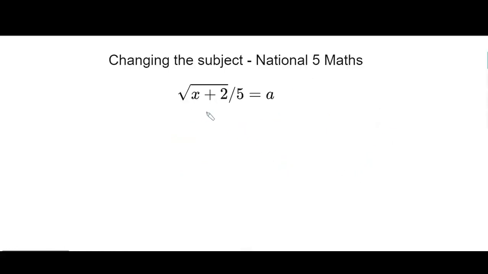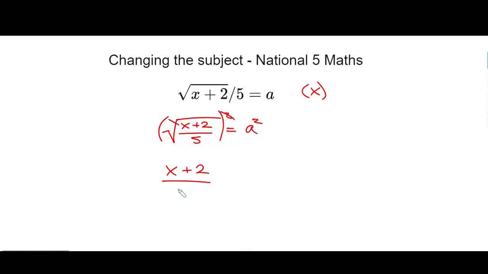Okay, so this reads as being the square root of x plus 2 divided by 5 is equal to a, and we want x. Okay, again, so what we do is we square everything here, and that gets rid of the root, but we've got to square this side. So that gives us x plus 2 divided by 5 is equal to 5a squared.